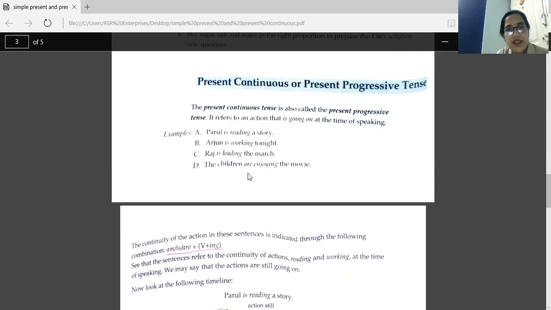So in this, you must have seen we are using "is" and "are" here, and they are helping verbs. With that, we are using the ing form of the verb. We are adding ing with the words. With read, we are adding ing. So "reading," and the auxiliary verb is "is." So "is reading." This is the structure of present continuous tense. You have to use is, am, or are. It's written here: am, is, or are with the ing form of the verb. And the ing form of the verb, we call it present participle.